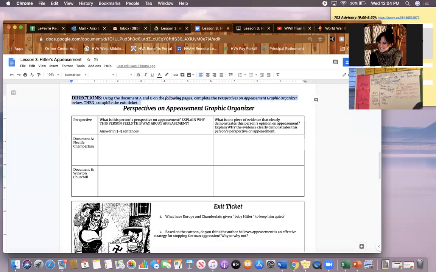Your directions today are at the top. Using the document A and B on the following pages, complete the Perspectives on Appeasement graphic organizer below. Then, the exit ticket. So if you're in live class, you're exchanging ideas with your partner. One of you is document A, one of you is document B. If you are doing this independently, you are responsible for both documents.